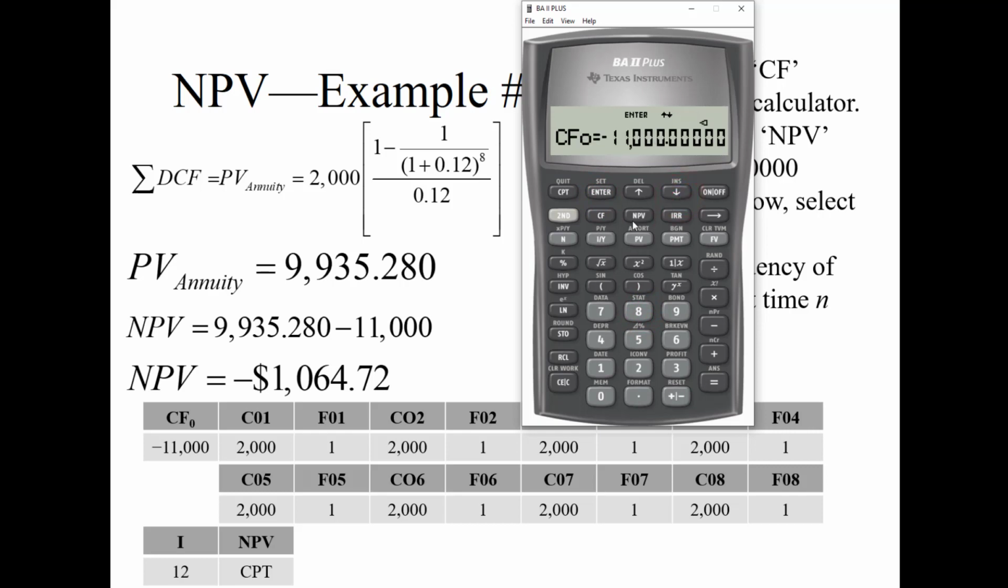Go to our NPV key and type in 12 and enter for our I. Hit the down arrow to get to NPV, and then hit compute. And you'll see we have that same NPV.